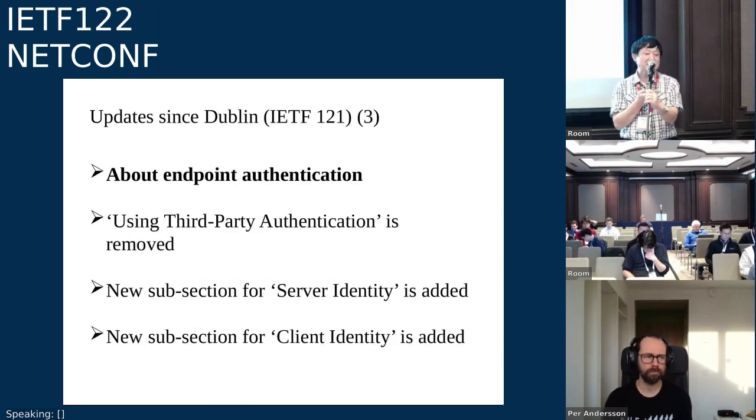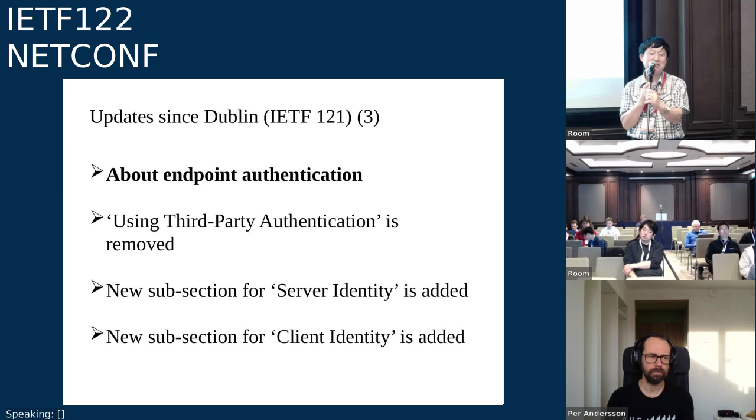The second modification is about the endpoint authentication. As to the former version, we had suggested using third-party authentication. From my side, it is a candidate solution for this part. However, based on comments from some experts, we agreed to remove the third-party authentication from the former version of this draft. In version 2, we have struck out those descriptions.